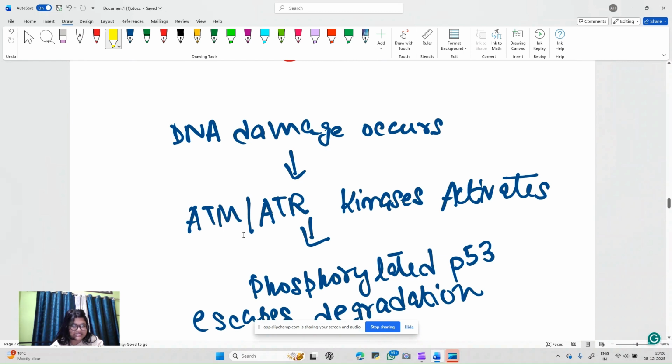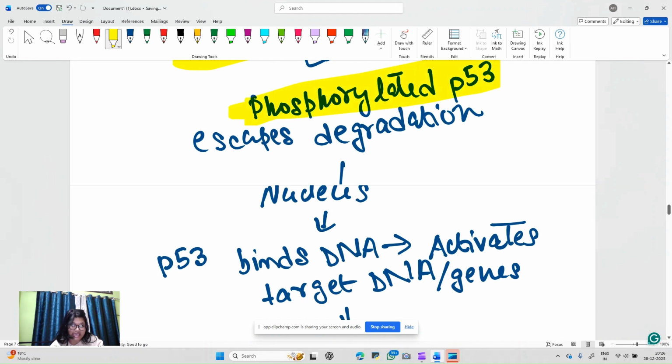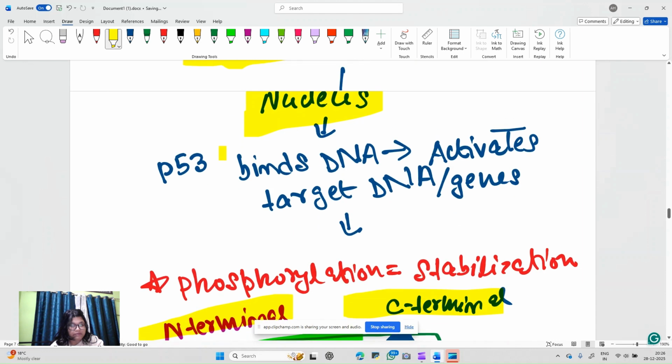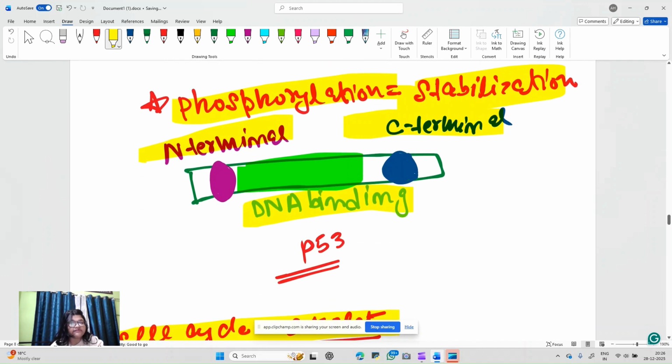The steps that follow are: first, DNA damage occurs, then ATM and ATR kinases activate and phosphorylate P53, which escapes degradation. Then it goes to the nucleus, where P53 binds to DNA and activates target genes. What is phosphorylation? Phosphorylation is stabilization, because the amount of phosphate determines the amount of activation. Now in P53 we have an N terminal and a C terminal region, and a DNA binding site.